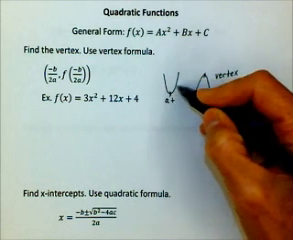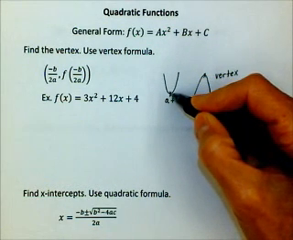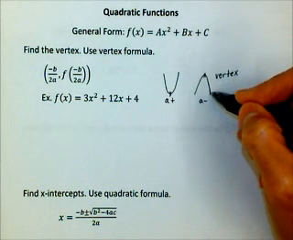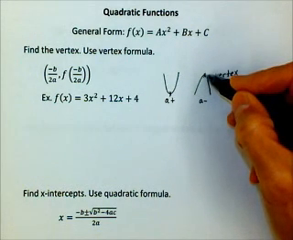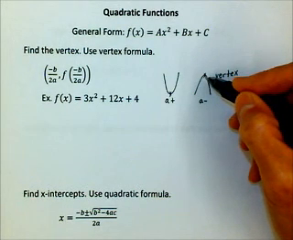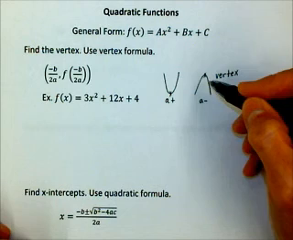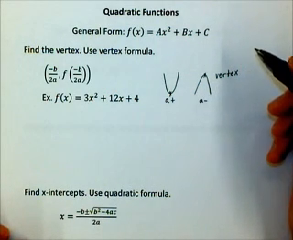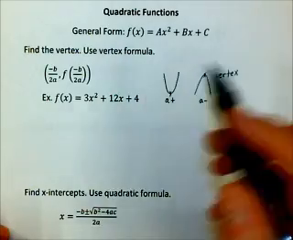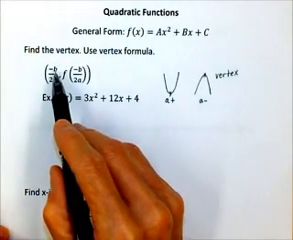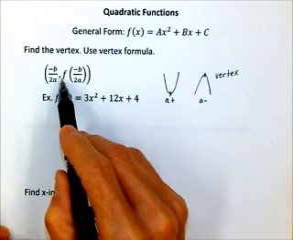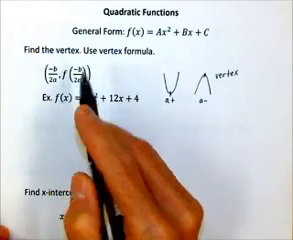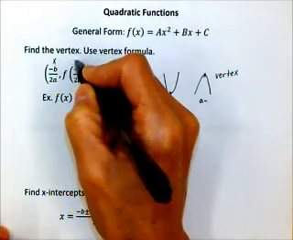If the graph opens up, the vertex will be a minimum value. It's at the lowest point. If the graph opens down, it will be a maximum value. To find that vertex, we use the vertex formula, which you will find on your formula sheet for Math 150. Our vertex formula will be written as minus b over 2a, comma, f of minus b over 2a. This is x, this is y.